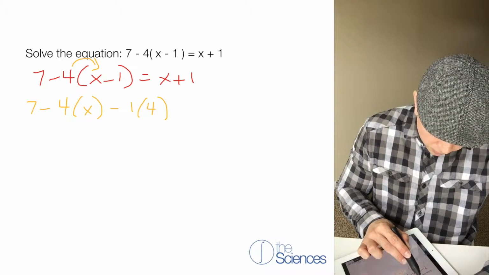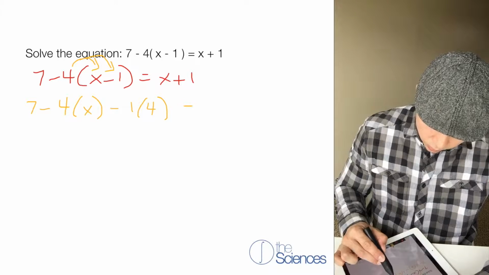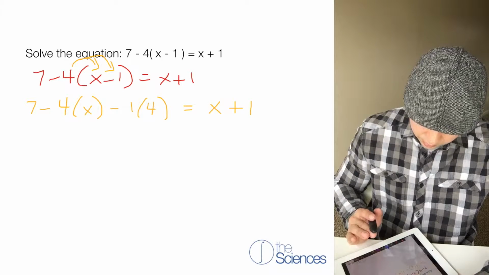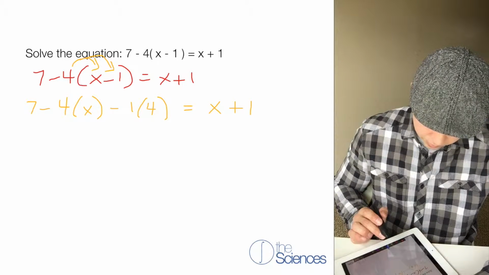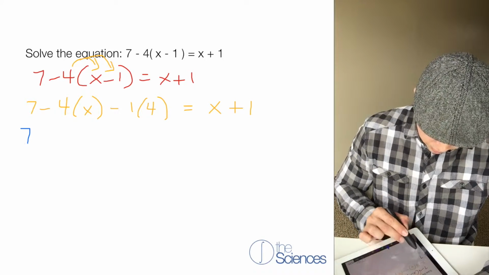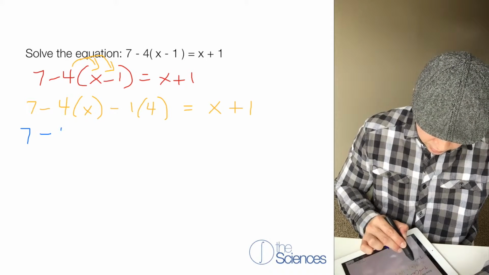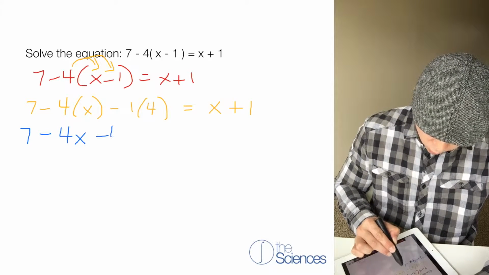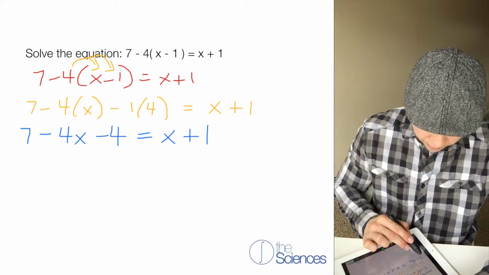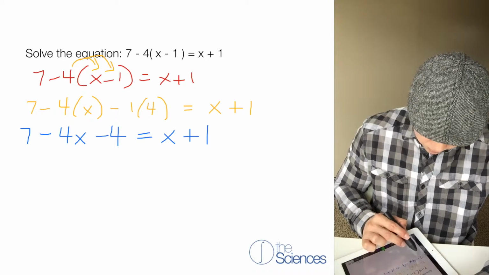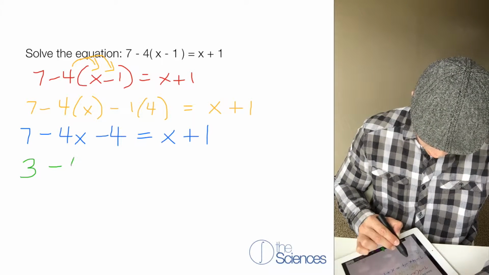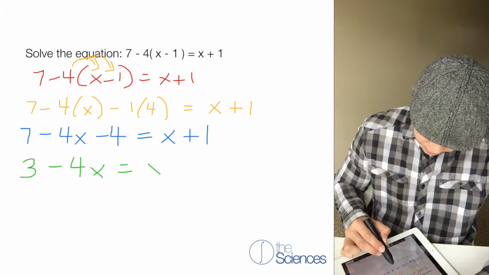So we're distributing 4, equals x plus 1. Now we're going to multiply. 7 minus 4x is 4x minus 4 equals x plus 1. So now we have 7 minus 4 is 3 minus 4x equals x plus 1.